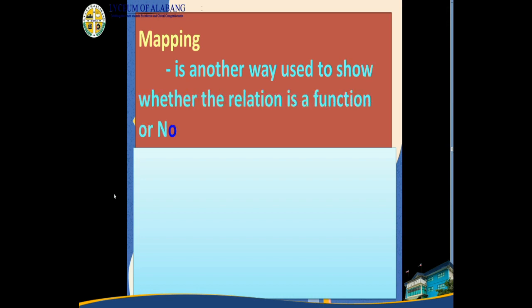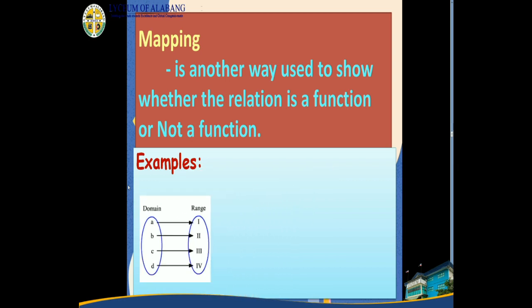Mapping is another way used to show whether a relation is a function or not a function. A mapping diagram can be used to represent a relationship between input values and output values. A mapping diagram represents a function if each input value is paired with only one output value. Examples.